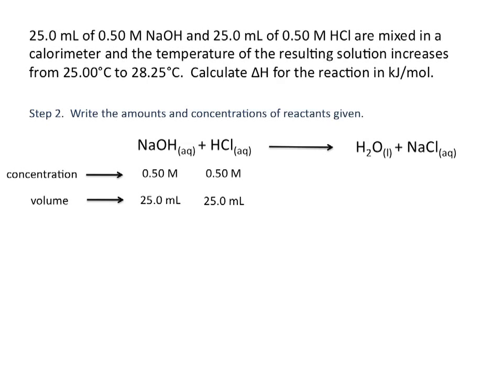Our second step will be to write the amounts and concentrations of each reactant given. So we have 0.5 molar NaOH and 0.5 molar HCl. We also have 25 milliliters of each of these solutions.